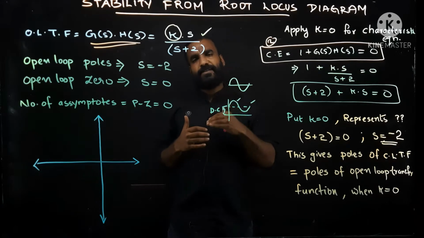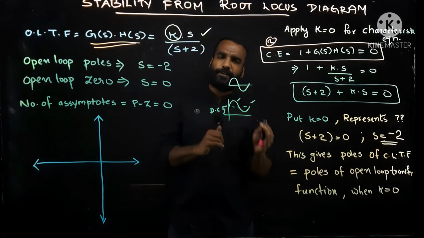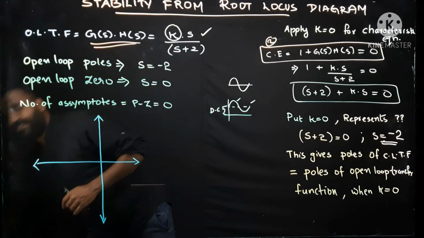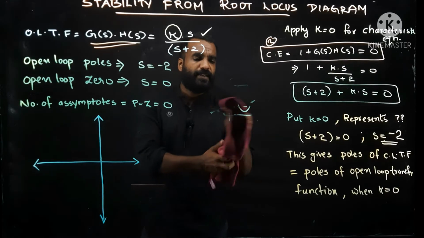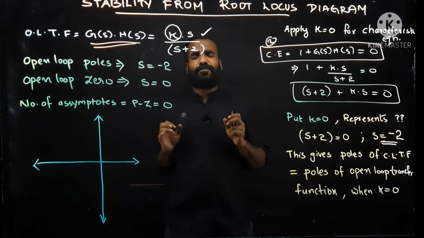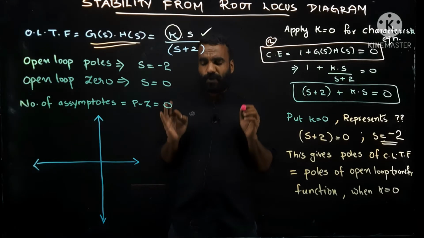Or we can vary the gain of the system from 0 to infinity. That is the case. So generally we are varying the gain of the transfer function from 0 to infinity. First of all, you should note one point.